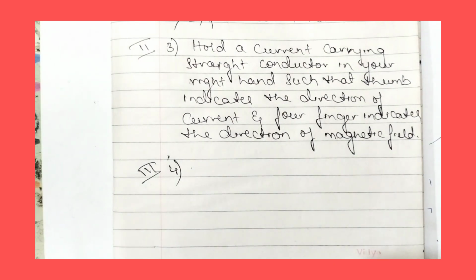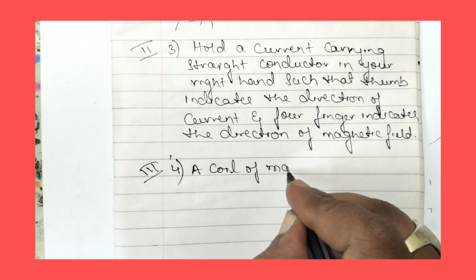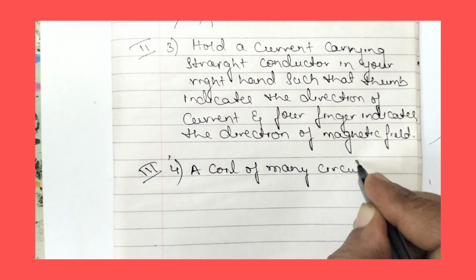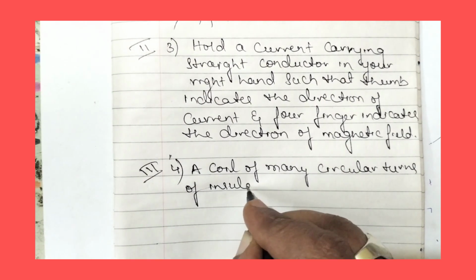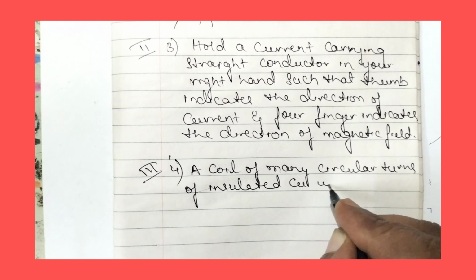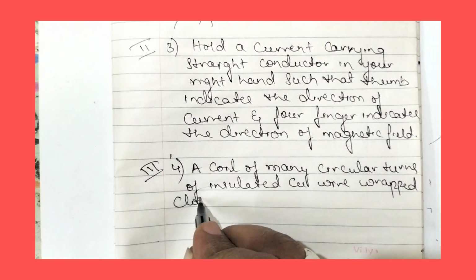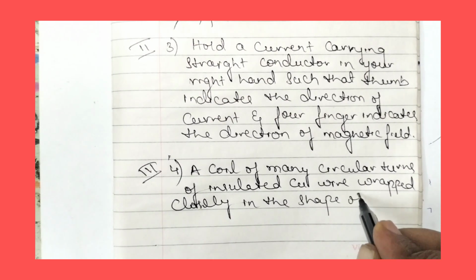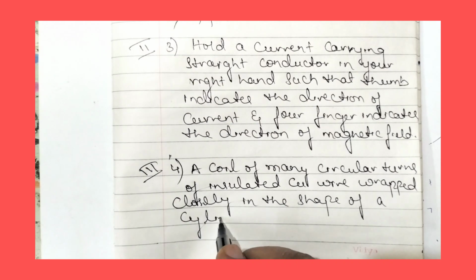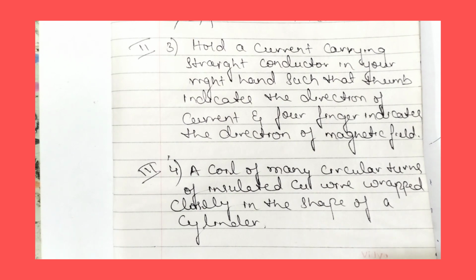A solenoid is a coil of many circular turns of insulated copper wire wrapped closely in the shape of a cylinder. This is called a solenoid.